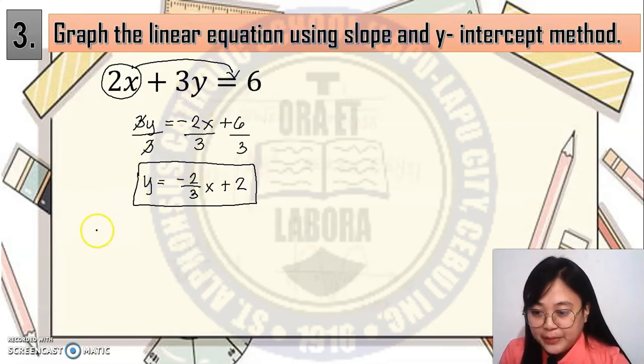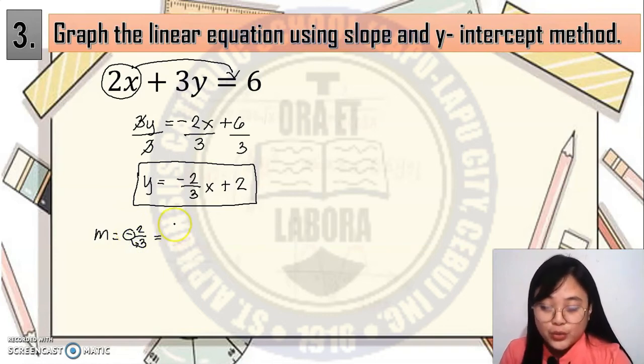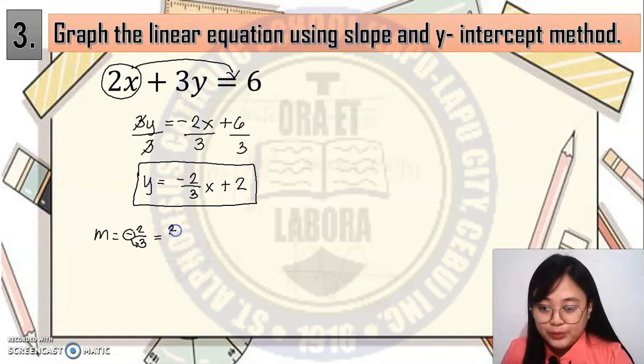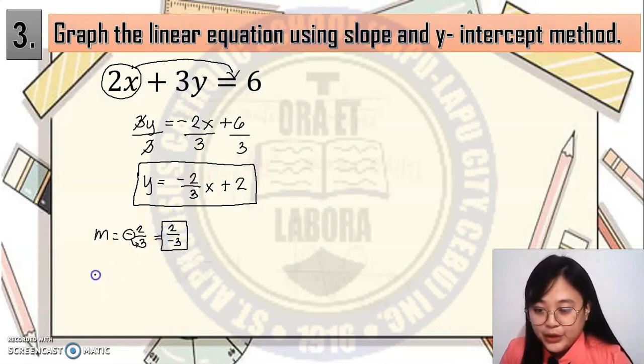Then identify your m. Your m is the numerical coefficient of x, negative 2 over 3. I've said, class, that as much as possible, we always put the negative in the denominator, so that we're always going to rise upwards. So it will become 2 over negative 3. Next, your b is 2, and have that in the ordered pair 0, 2.